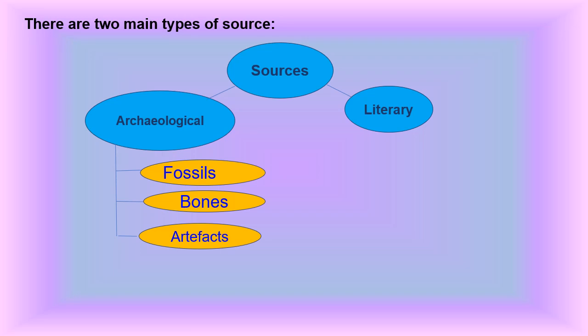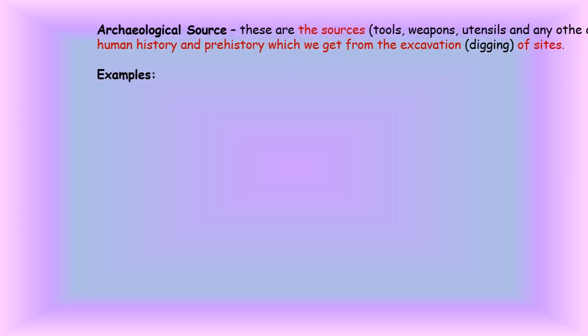There are two main types of sources, archaeological and literary. Archaeological sources include fossils, bones, artifacts. We will be learning about these sources in detail one by one. Let's start with archaeological sources.